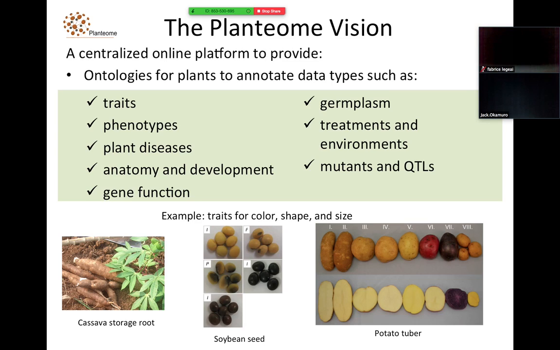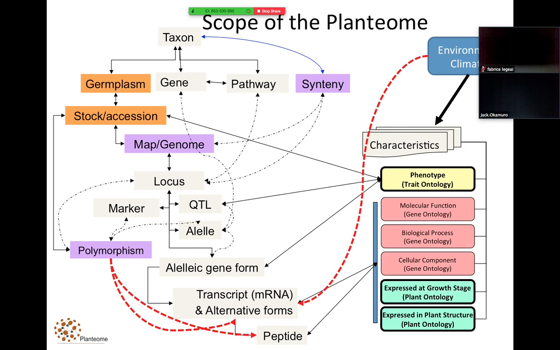So on the lower part of the screen, I just have an example of some different traits that we might be describing in the Planteome, such as color, shape, and size. And you can see these three different types of plant materials are very different in their anatomy. We have an example of cassava storage root, soybean seeds with different colored seeds and different patterns on them, and then potato tubers, which have different colors, different internal characteristics as well, different colored skin and different colored flesh. So it's challenging to cover all these different types of data, and the scope of the Planteome is quite broad.